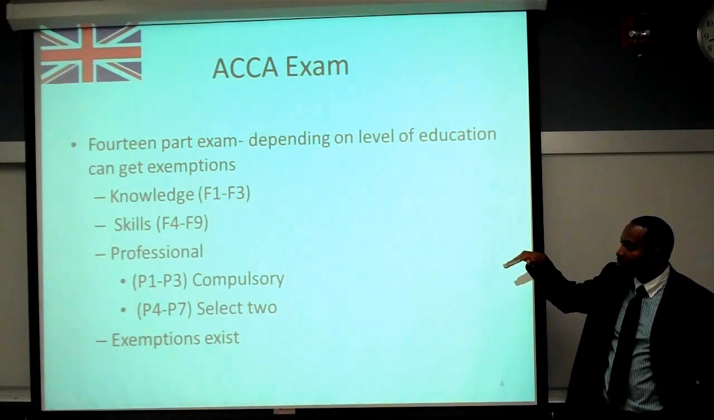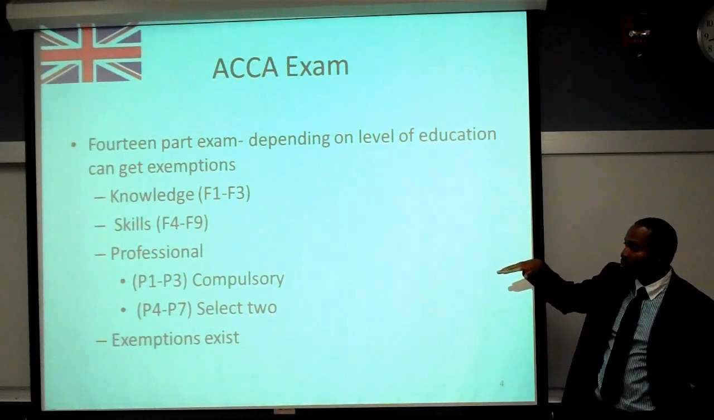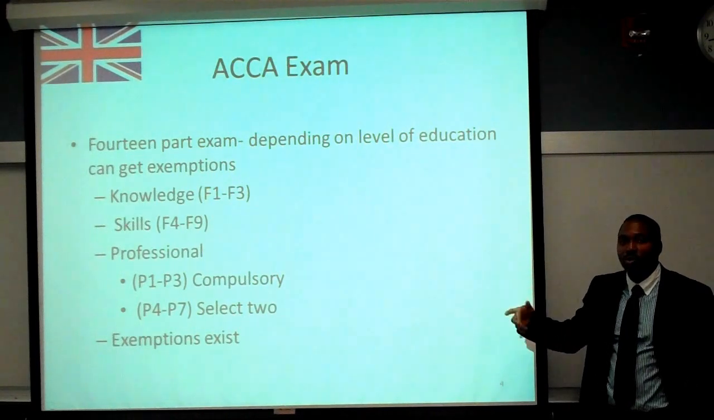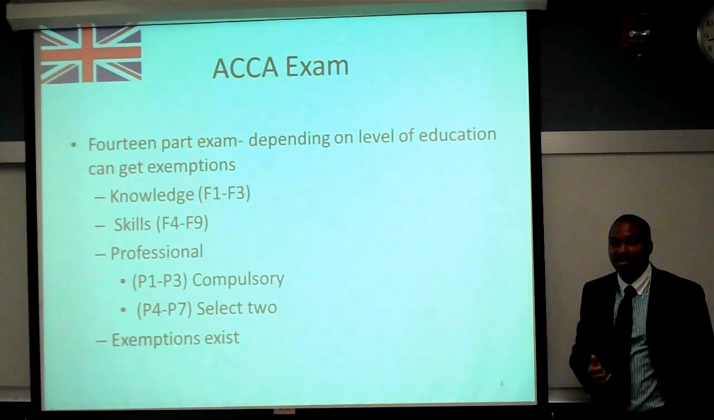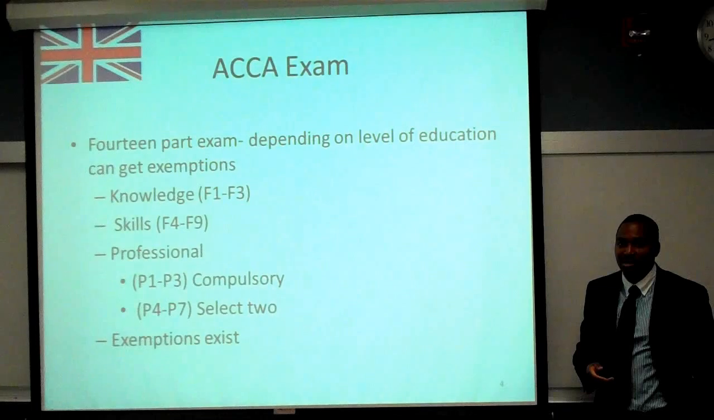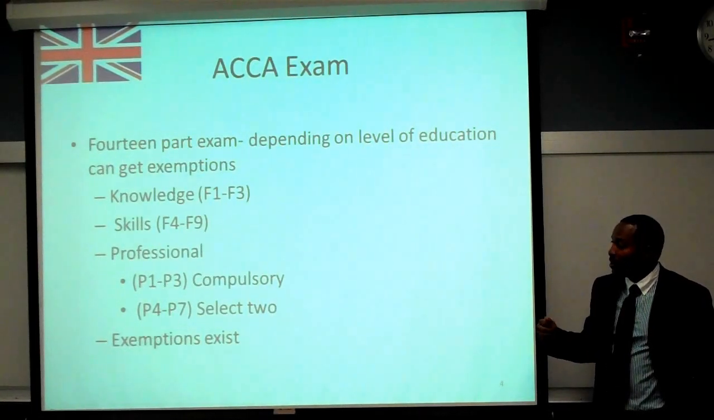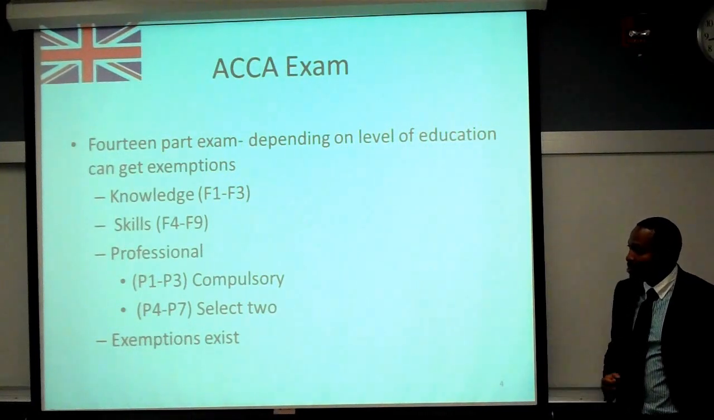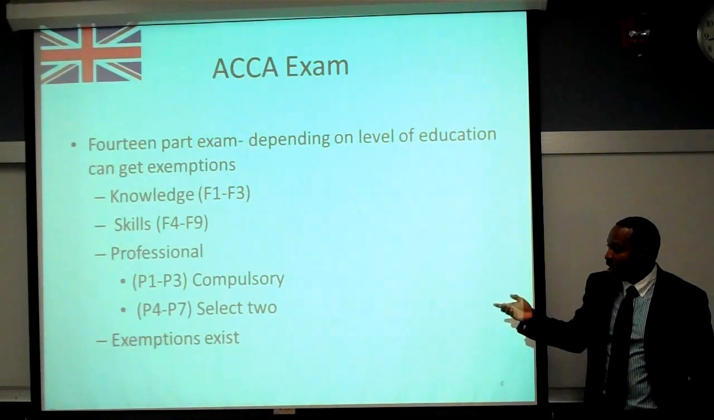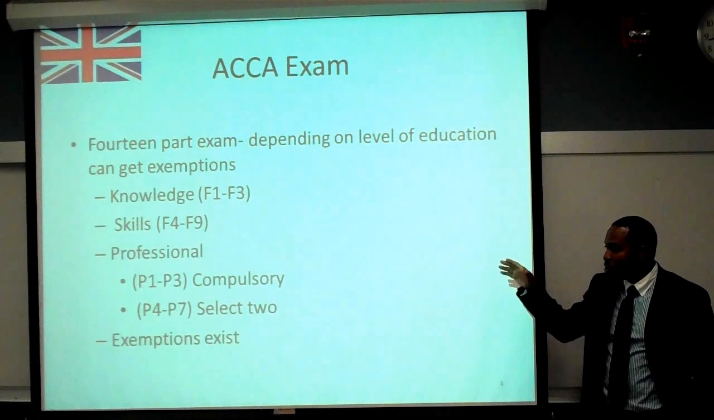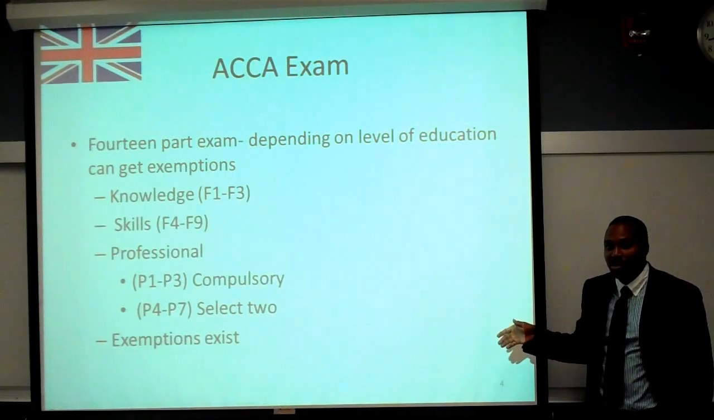Basically, at the end of the examination, when you get your license, you can also get a bachelor's in applied accountancy from Oxford University. The ACCA has an accreditation or a deal with Oxford University. And depending on your level of education, you could also qualify for some exemptions.